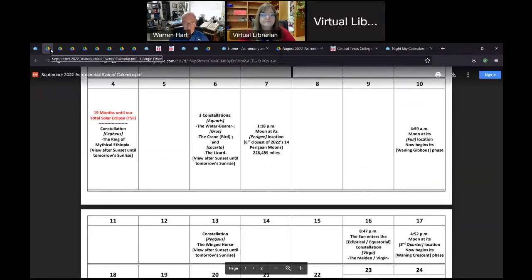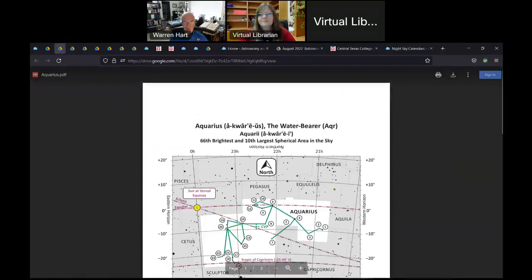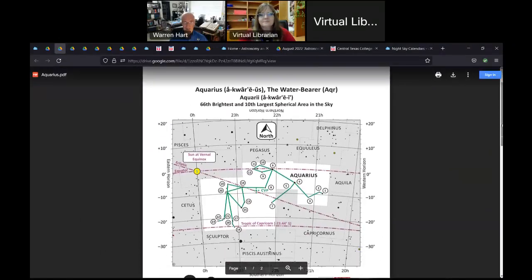First one is Aquarius, the water bearer. The next one is the crane, and I put that in purposefully so that we're not thinking of something mechanical. It's actually the name of a type of bird. And then Lacerta, and that's the lizard. So let's go to our first one, Cindy. Let's go to Aquarius, and there it is.